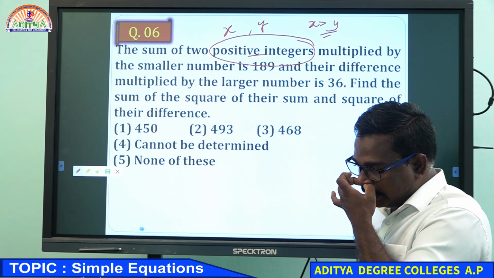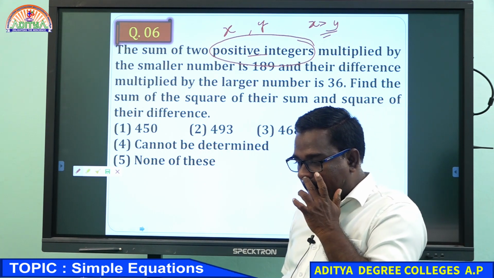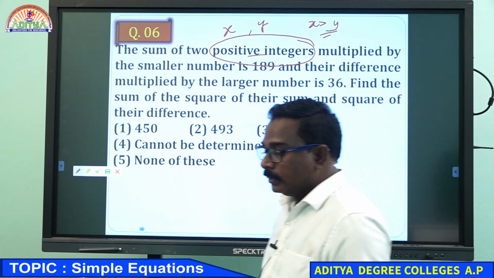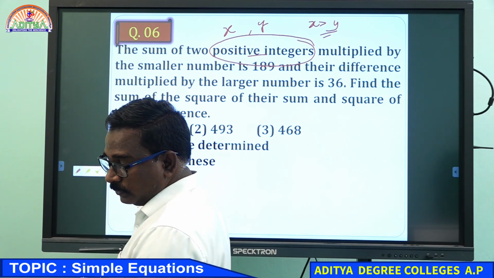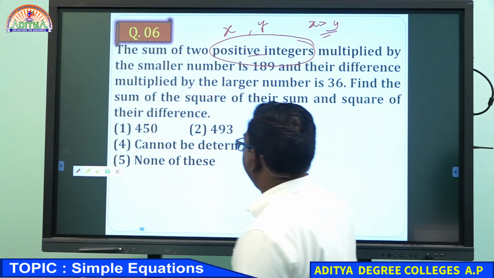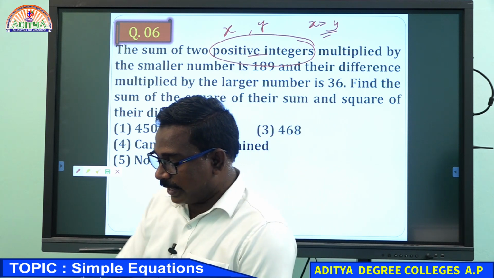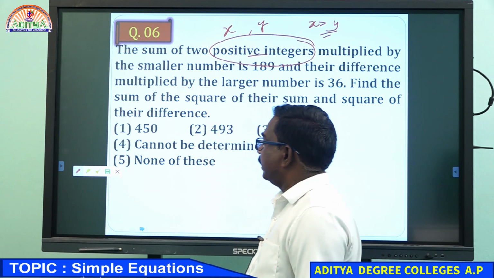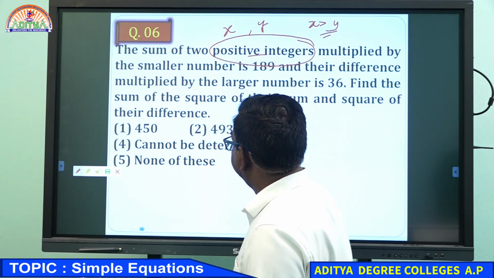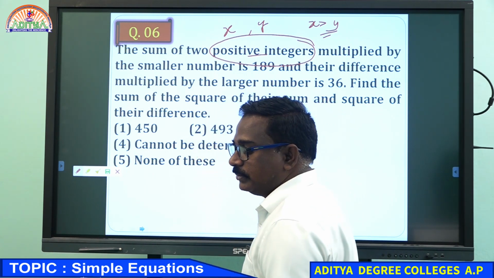Somebody has written 493, that is not correct I think. Sweta Sai, once again you check your answer. Someone is telling cannot be determined. No, Satyakala is telling cannot be determined. Right, we can discuss now.